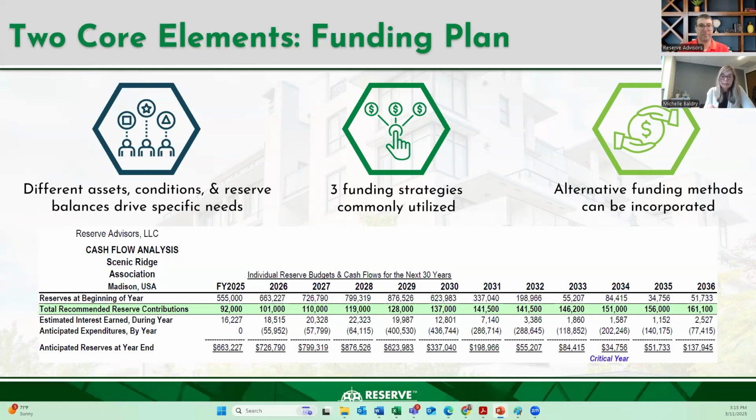As a best practice, we can't make a recommendation that you should plan on not funding reserves and anticipate a special assessment or loan or some sort of alternate funding. It has to be that you're going to fund to maintain your community adequately. So I wanted to cover those three different funding strategies with you.